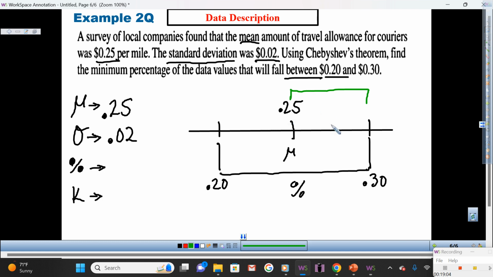What's the distance from 0.25 to 0.30, everyone? 0.05. That is correct. Is that the same distance to this side? Let's see. Between 0.20 to 0.25, it's the same distance, isn't it? Yes. However, do we know what standard deviation we fall on there? No. But do we know what the standard deviation was? Yes, the standard deviation was 0.02.